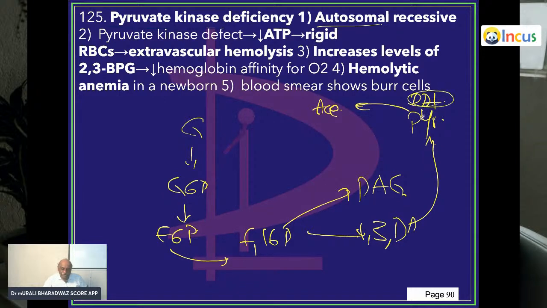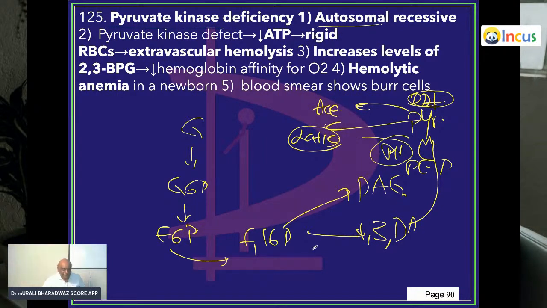pyruvate. Pyruvate becomes acetyl-CoA by the action of pyruvate dehydrogenase. If pyruvate dehydrogenase is not there, then pyruvate will become lactic acid by anaerobic metabolism. So before pyruvate, what is that step called? Phosphoenolpyruvate. Phosphoenolpyruvate becomes pyruvate by the action of pyruvate kinase. If it is not there, you can't metabolize glucose. And glucose is the only thing that gives energy for the RBC to move. So your ATP becomes reduced.